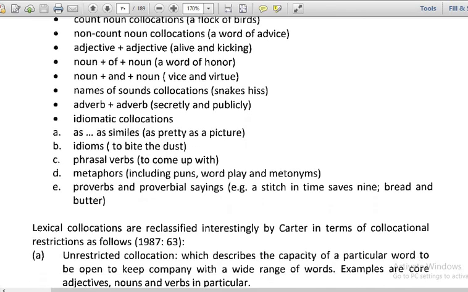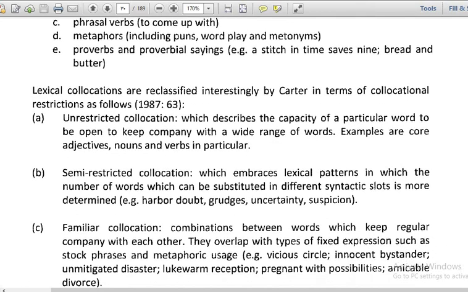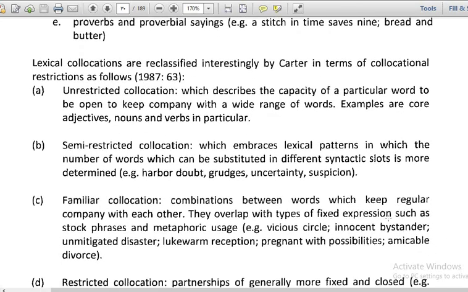Lexical collocations are reclassified, interestingly, by Carter in terms of collocational restrictions. For example, we have unrestricted collocations, which describes the capacity of a particular word, قدرة كلمة معينة to be open، إنها تكون open يعني متاحة، to keep company with a wide range of words، مع كلمات أخرى أن تصاحبها أو أن تكون متلازمة لفظية معها. Examples are core adjectives, nouns, and verbs.